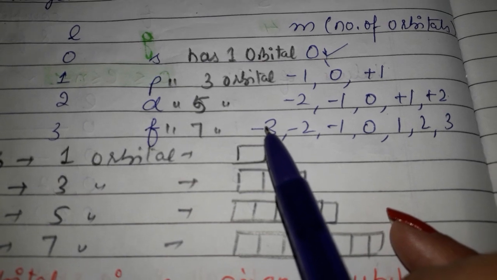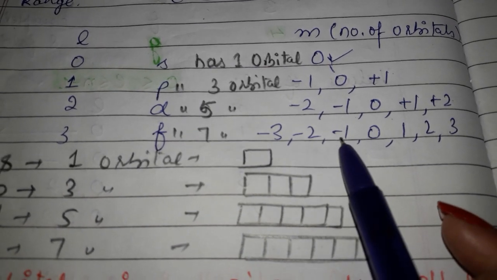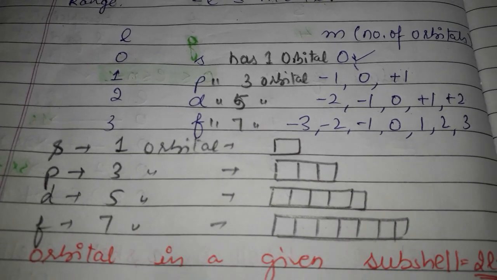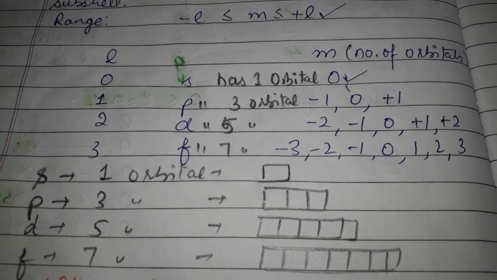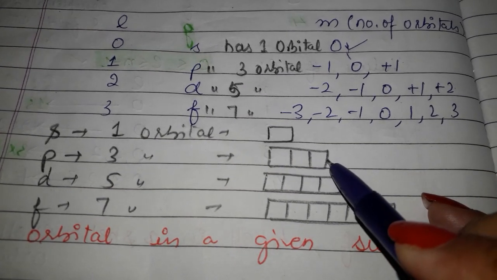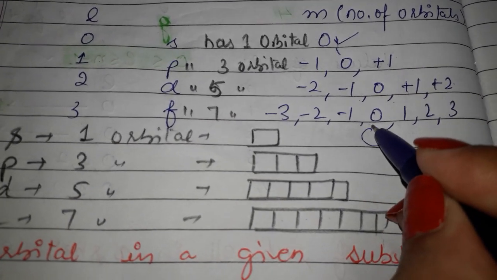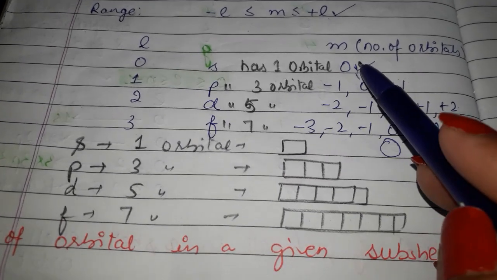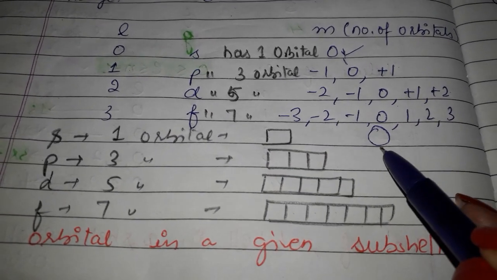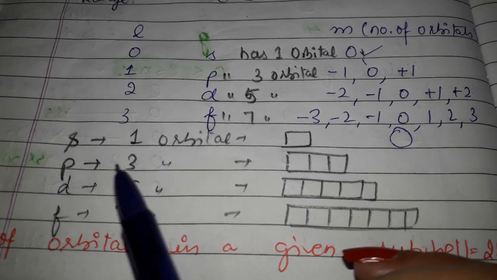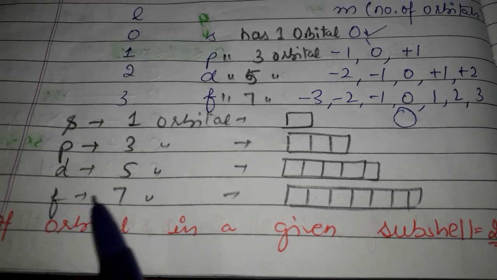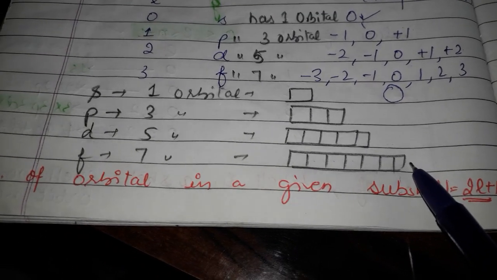F can have 1, 2, 3, 4, 5, 6, 7 orbitals. Now the orbitals are denoted as a square box, or you can draw them as a circular shape. S has one orbital, which you can write as a circular or square shape. P has 3 orbitals, D has 5 orbitals, and F has 7 orbitals.